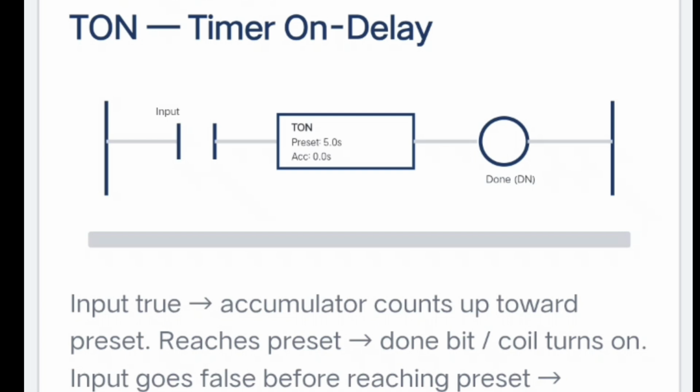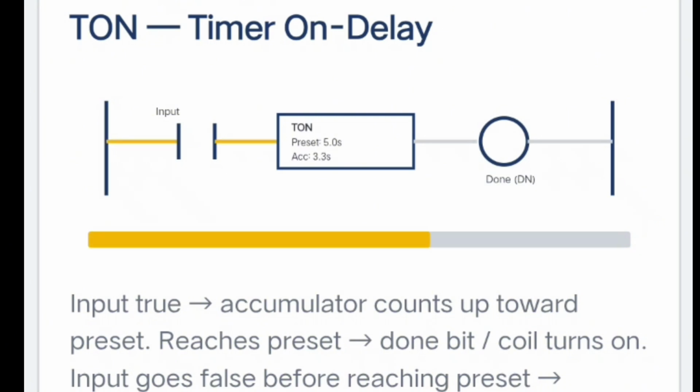TON, timer on delay, is the one you'll use most. Here's how it works. As long as the input condition is true, the timer counts up from 0 toward its preset value. The instant the accumulated time reaches the preset, the timer's done bit turns on, and that's usually what drives your output. But here's the important part: if the input goes false before the timer reaches preset, the accumulated time resets straight back to 0. No partial credit. It has to run the full preset, uninterrupted, to complete.